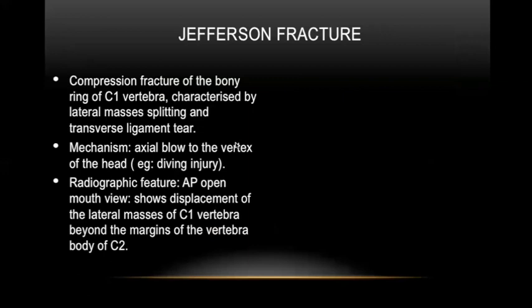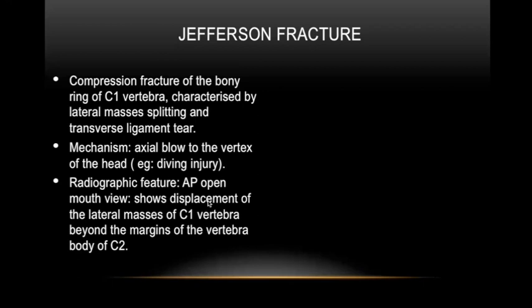All right, first we go to the C1 fracture, which is also called the Jefferson fracture. This is a compression fracture of the bony ring of C1 and characterized by lateral mass splitting and transverse ligament tear. Behind dens of C2, you have the transverse ligament, which holds the dens of C2 in place. The mechanism is axial blow to the vertex. Imagine diving injury, when you dive and you hit something like a rock in the water, and then you get the blow to the vertex.